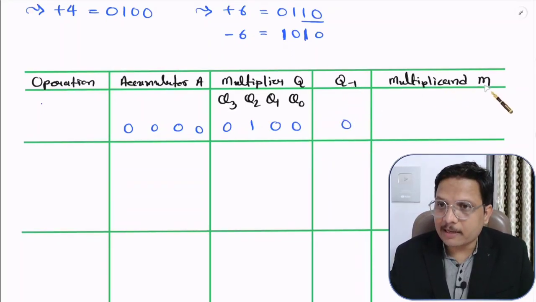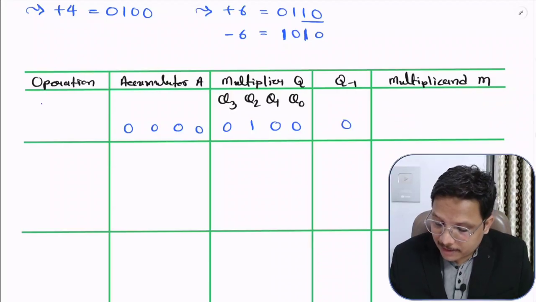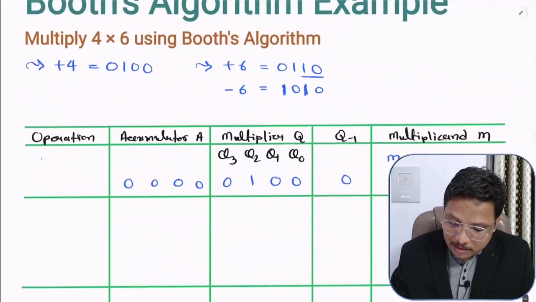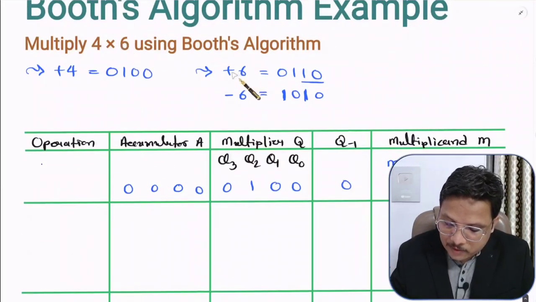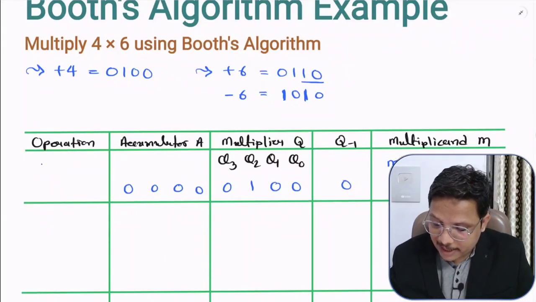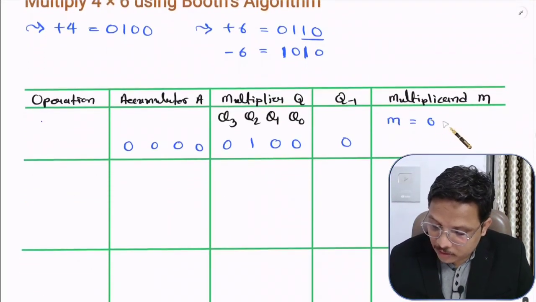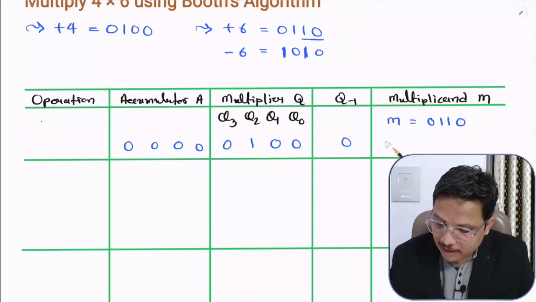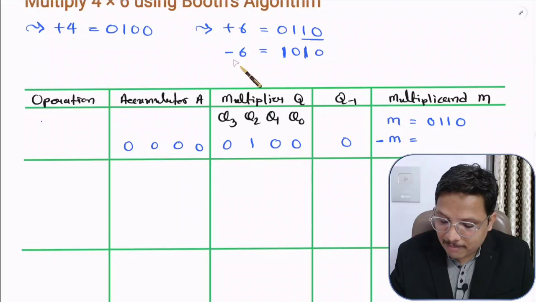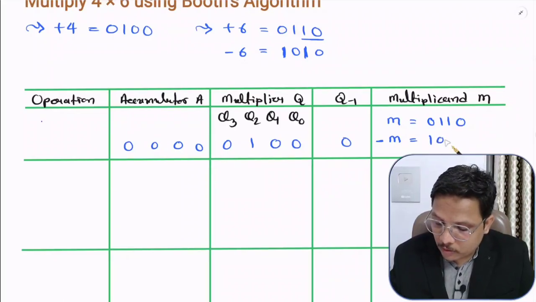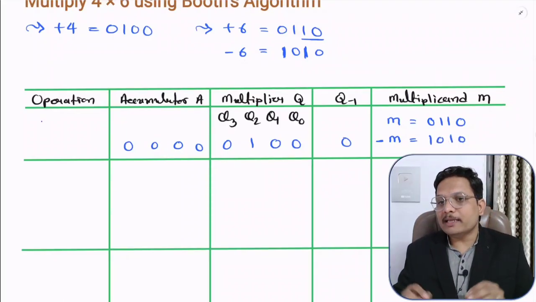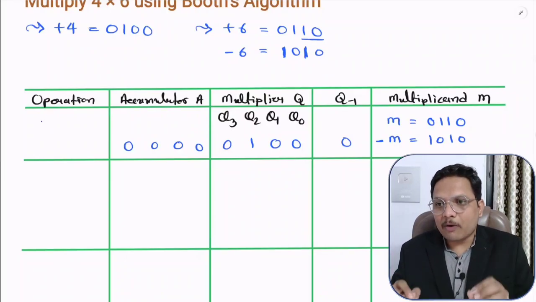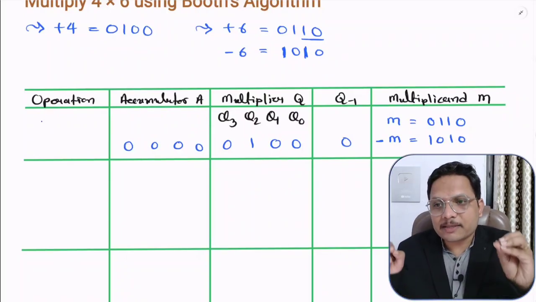Now in the multiplicand column, I'll mention the multiplicand M. The multiplicand is plus 6, so M is plus 6, and plus 6 is 0, 1, 1, 0. Let me note down minus M as well. Minus M is minus 6, that is 1, 0, 1, 0. That is what I need to note down first. Now I need to repeat the steps.